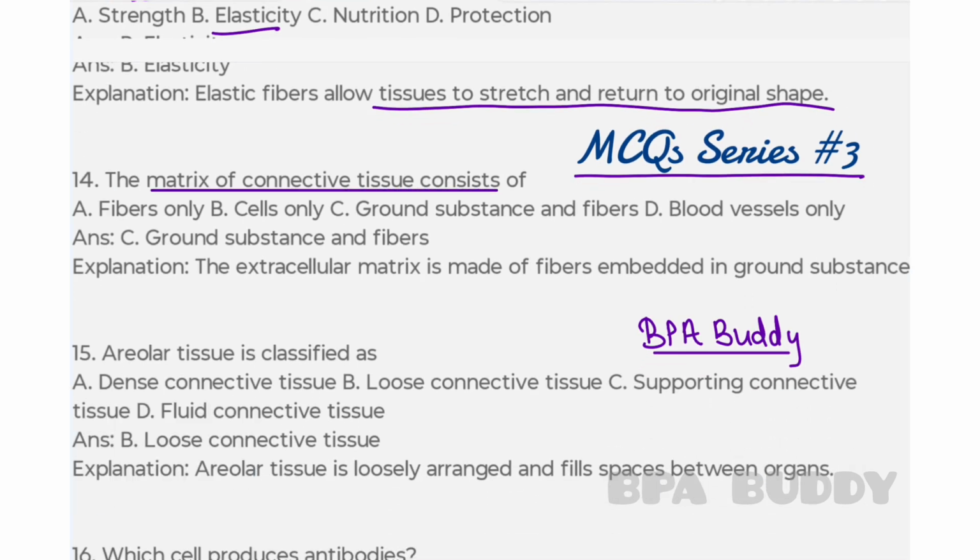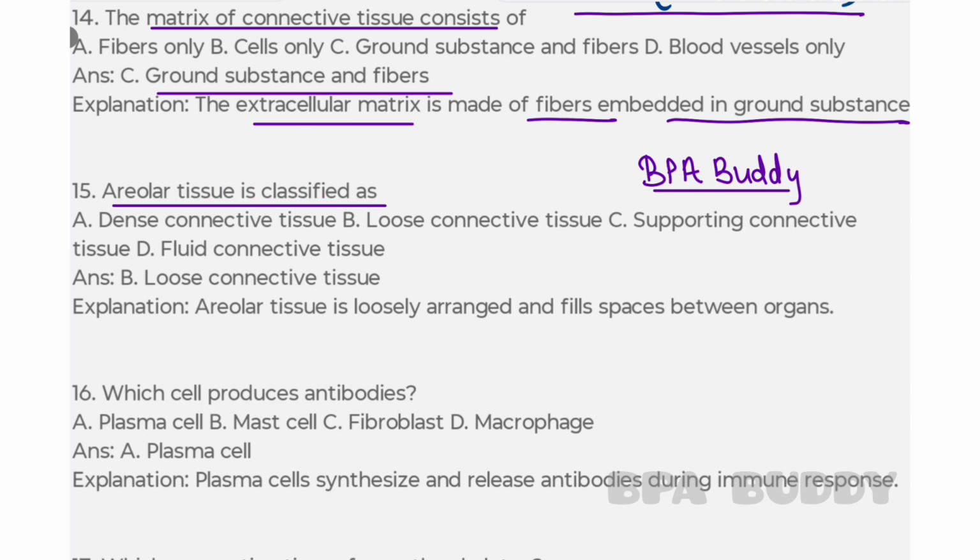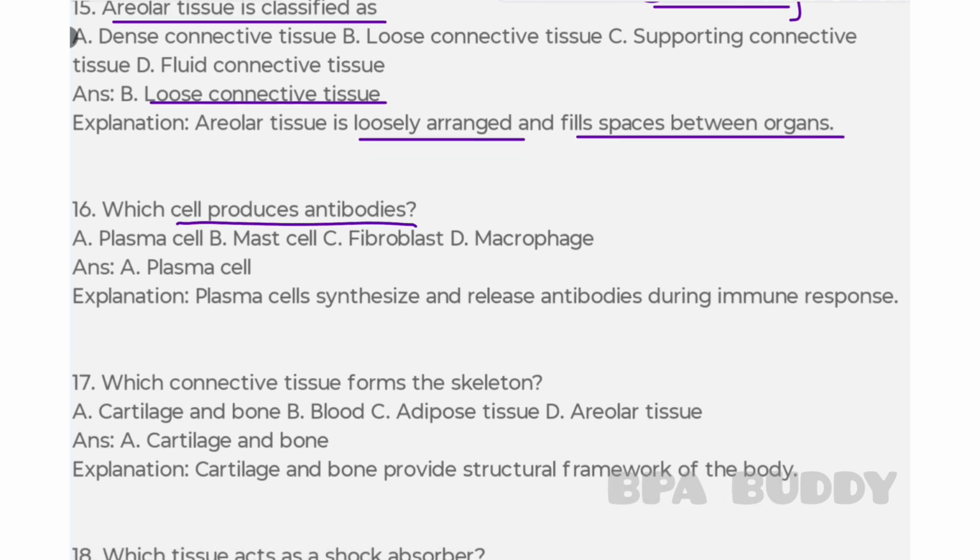The matrix of connective tissue consists of ground substance and fibers. Extracellular matrix is made up of fibers embedded in the ground substance. Areolar tissue is classified as loose connective tissue. It is loosely arranged and fills spaces between the organs. Which cell produces antibodies? Plasma cells produce antibodies. They synthesize and release antibodies during the immune response.